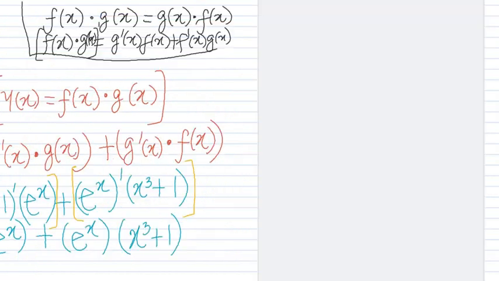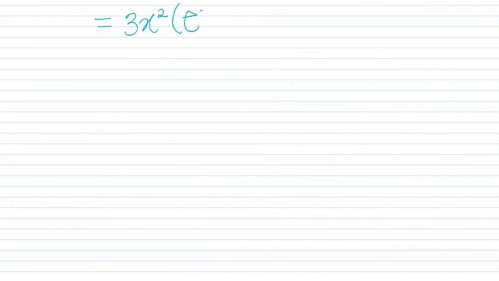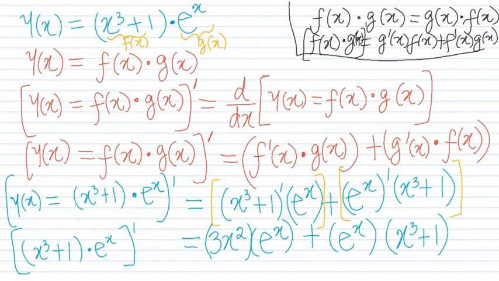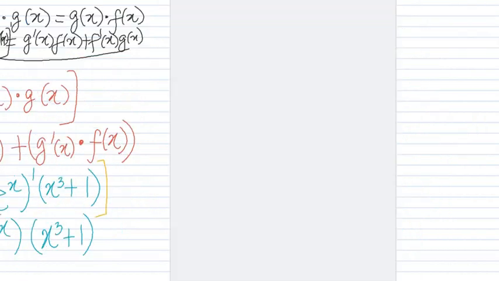And you have 3x squared multiplied by e to the x plus e to the x multiplied by x cubed plus 1.